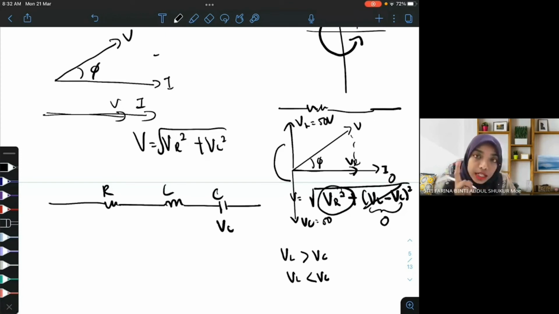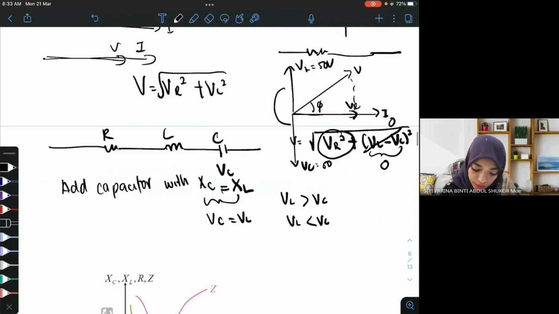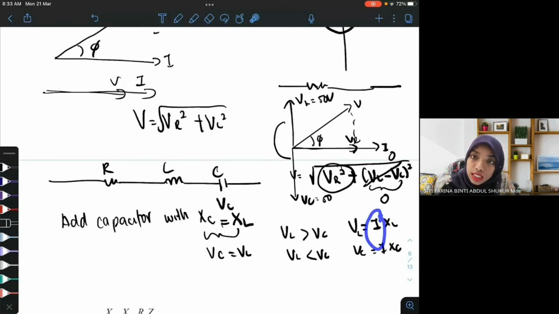Okay, so syarat kedua adalah add a capacitor with reactive capacitance equals to reactive inductor. Maksudnya kita samakan nilai XC dengan XL. Sebab bila XC sama dengan XL, automatically VC akan sama dengan VL because V is equals to I, kalau L, XL, C, XC. So you're going to have the same current passing through the circuit. Current dia sama. So kalau XL dan XC pun sama, VL dan VC akan automatically sama.